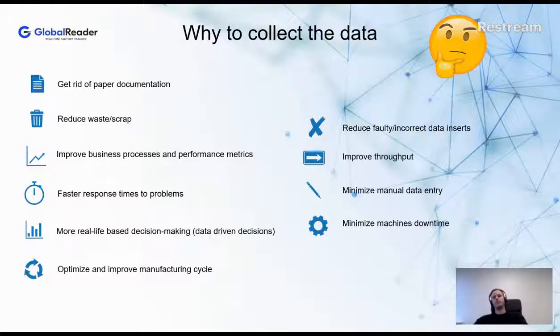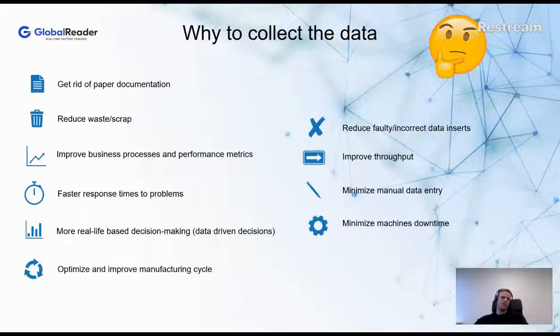Reduce waste and scrap. Set up the system for quality control, and you could get the detailed information about scrap. As mentioned before, you would get the scrap by each operation separately if you would like, by measuring how many pieces went in, how many pieces came out.